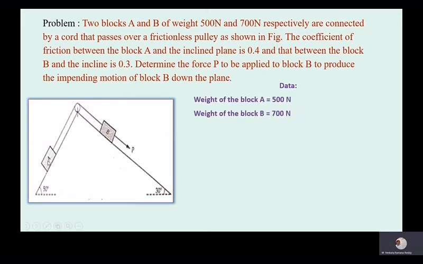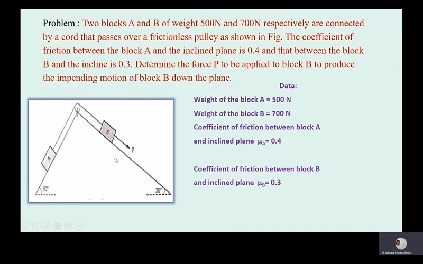Weight of the block A is 500 newtons and weight of the block B is 700 newtons. Coefficient of friction between block A and inclined plane is 0.4 and coefficient of friction between block B and inclined plane is 0.3. Block A's inclination with the horizontal is 50 degrees and block B's inclination with the horizontal is 30 degrees.